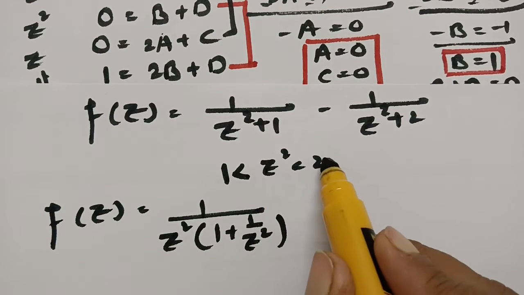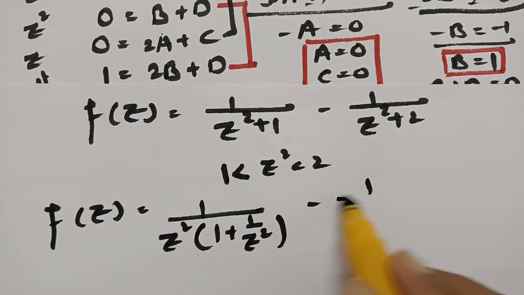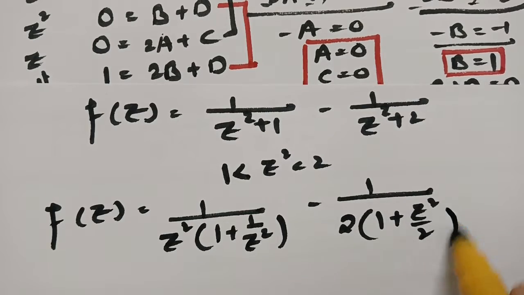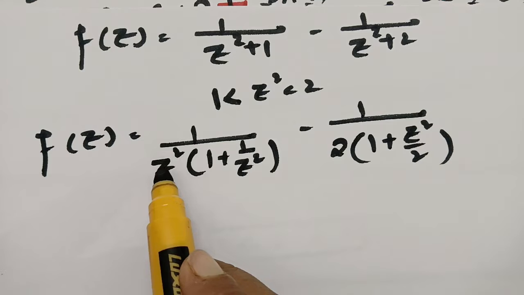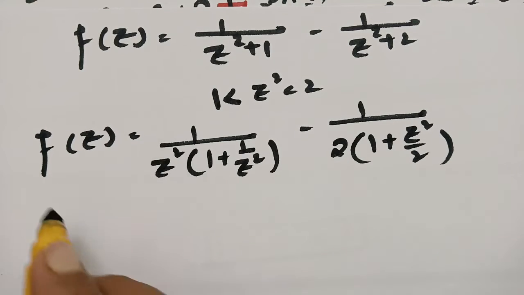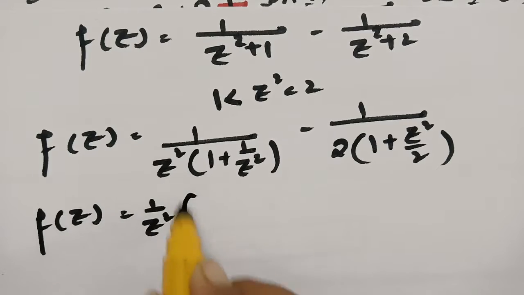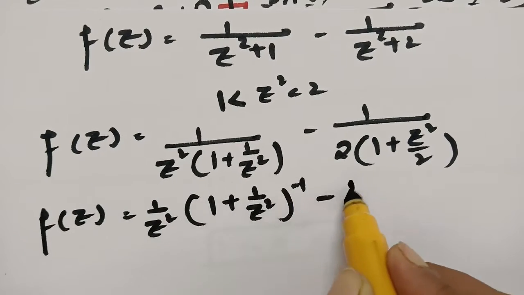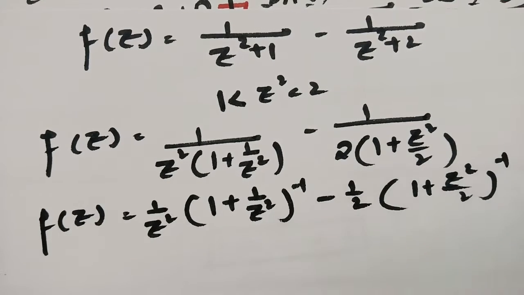Clear? Among z² and 2, which one is greater? 2 is greater, so I am taking 2 common from this, 1 plus z² by 2. Clear? According to this region, I have to take z² common from this and 2 common from this. So I am taking it to the numerator. So this will be 1 by z² into (1 plus 1 by z²) inverse, minus half times (1 plus z² by 2) inverse.